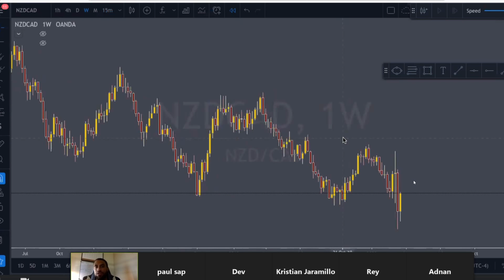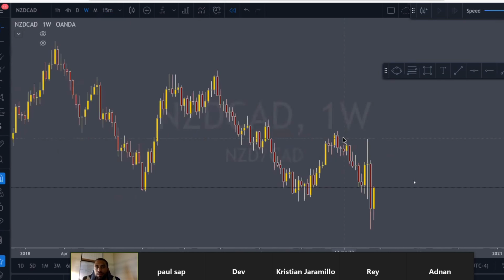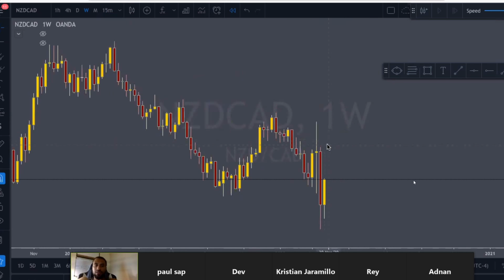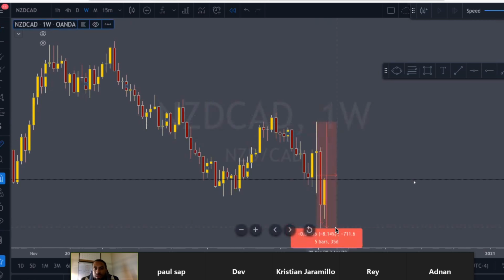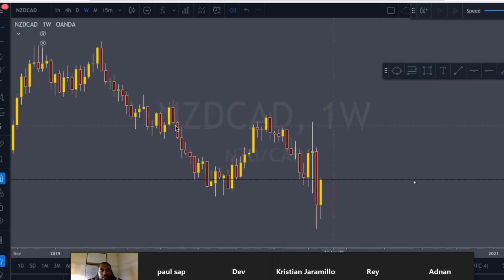And then I go to the same thing on a weekly time frame. Looking at this pair, there seems to be some really crazy whipsaw price action here, which I've missed out on. This is a huge move. This is 700 pips this week, so it's kind of crazy.